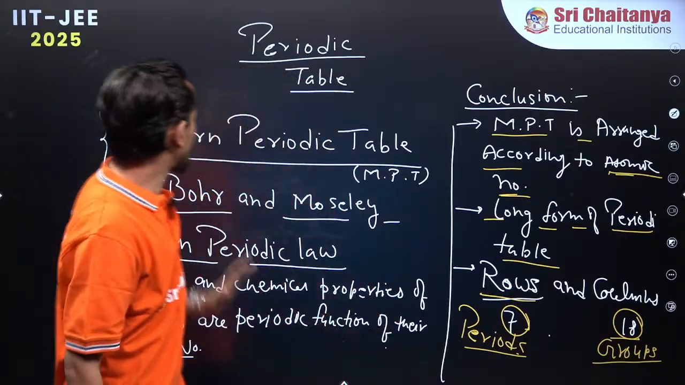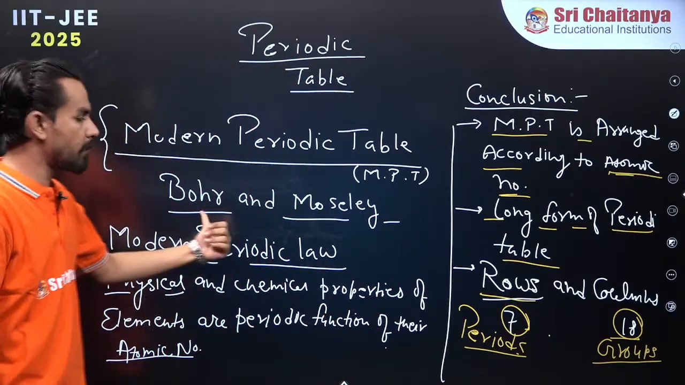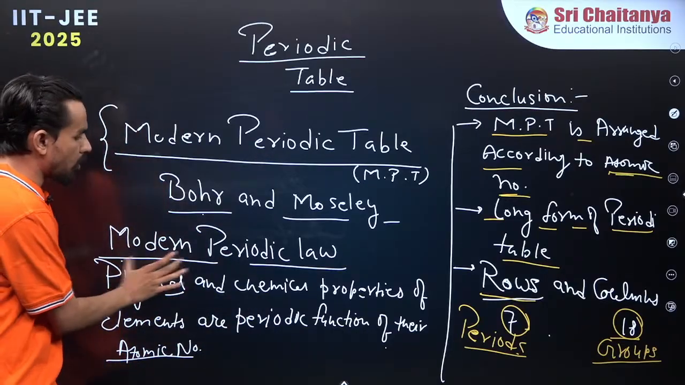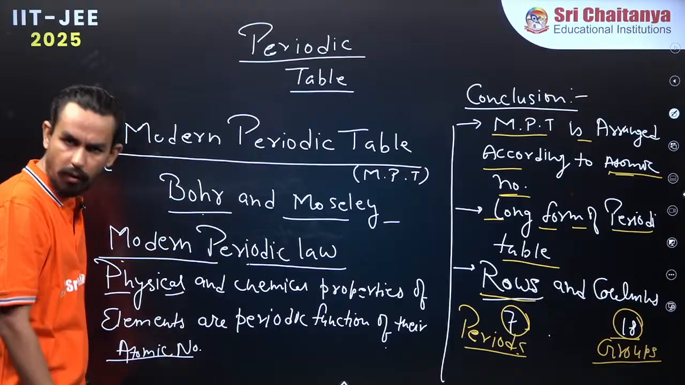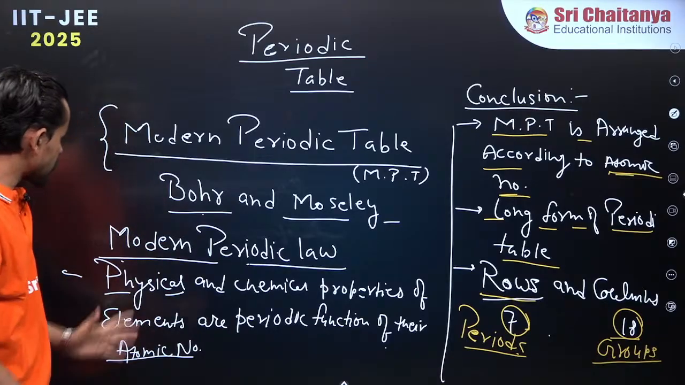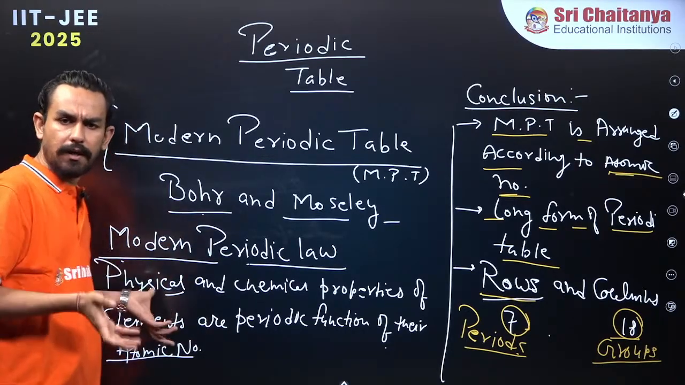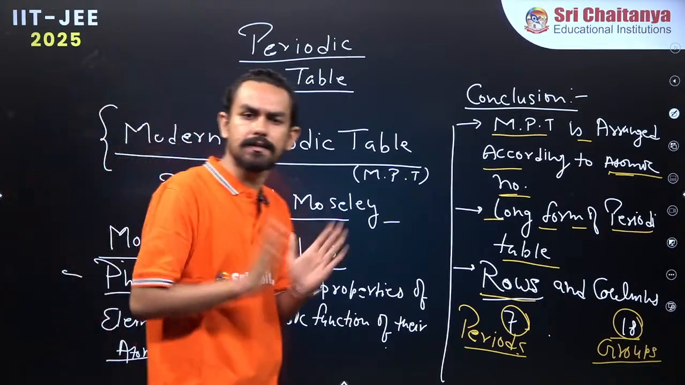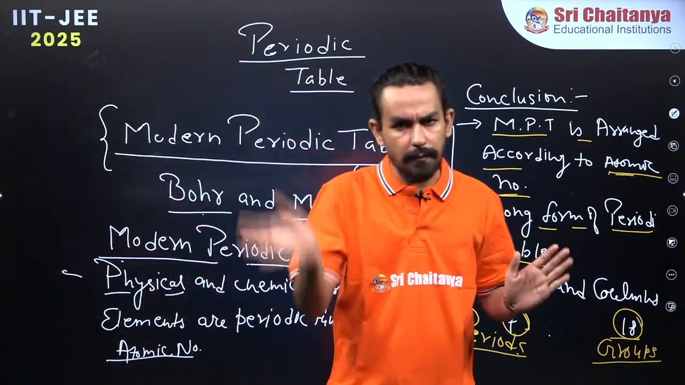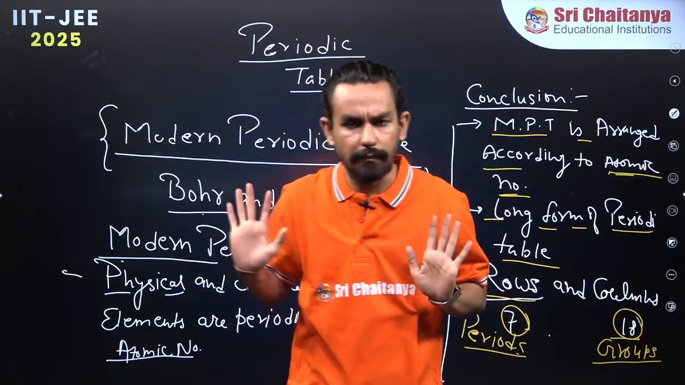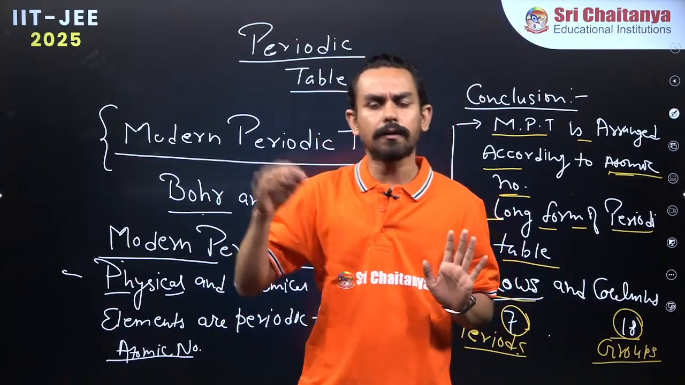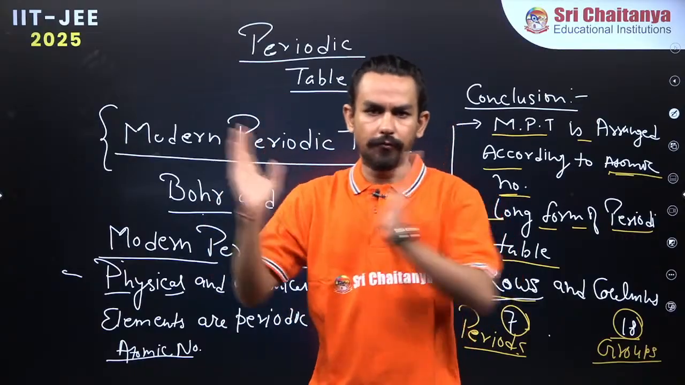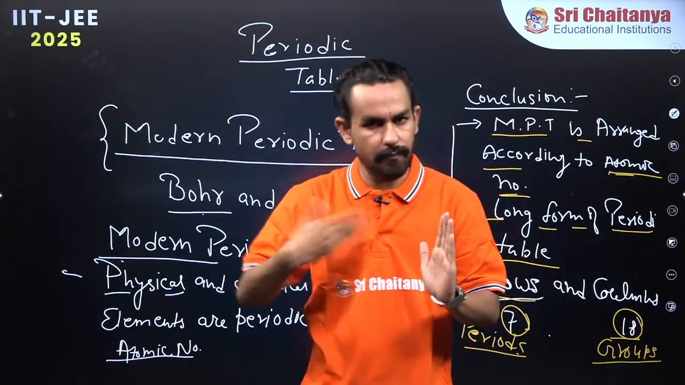We get to know that this modern periodic table was developed by Bohr and Moseley. Bohr and Moseley were the two scientists who gave the modern periodic law on which this table was formed. What was this law saying? That physical and chemical properties of the elements are a periodic function of their atomic number. That means the physical and chemical properties repeat themselves according to atomic number, after a fixed interval.